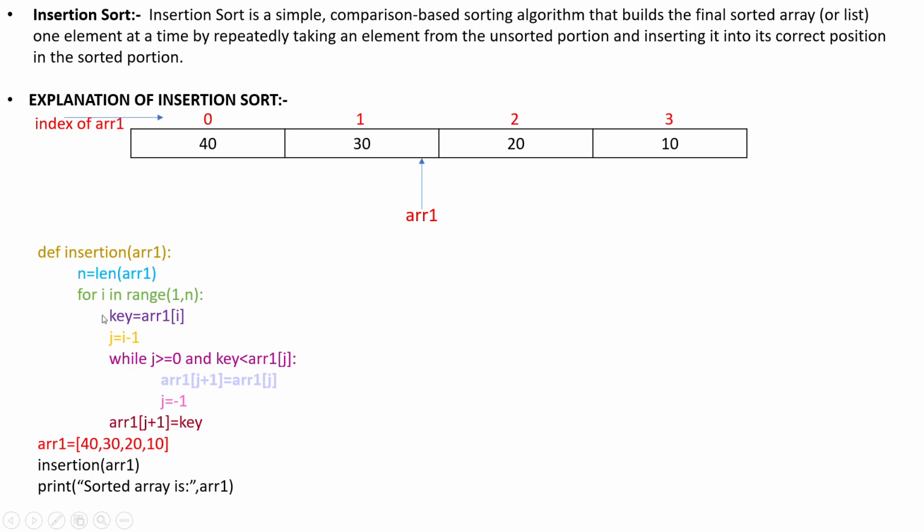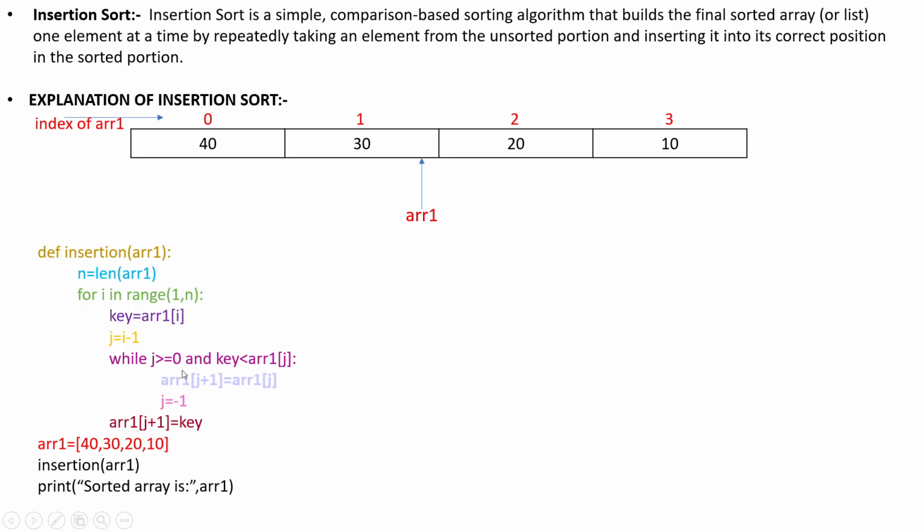Now key. Key is my variable which is holding the key value. In insertion sort, we have one key value to compare with the other elements. For example, 30 will be compared with 20, 10, or 40. Like this, we will compare and we will shift those elements.